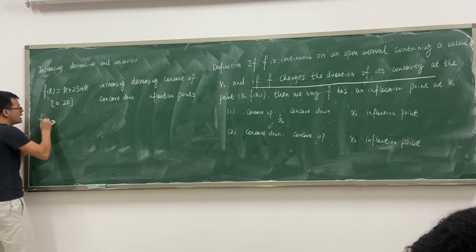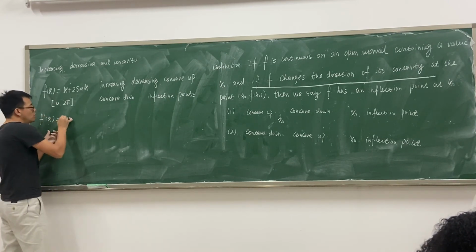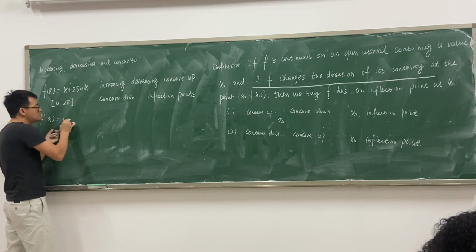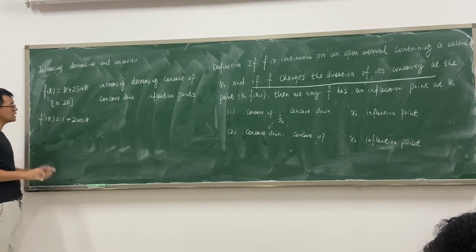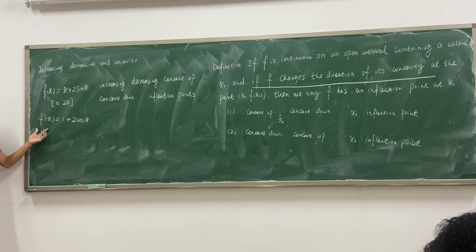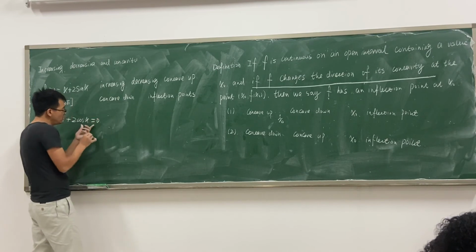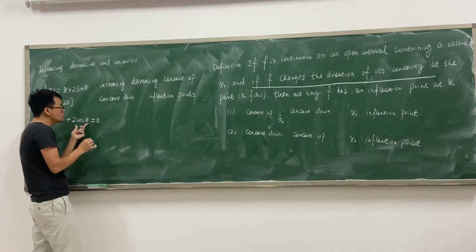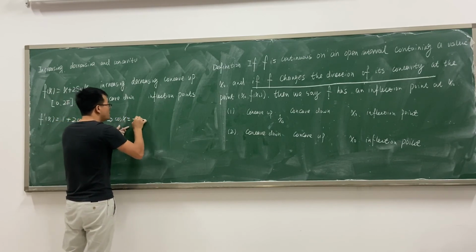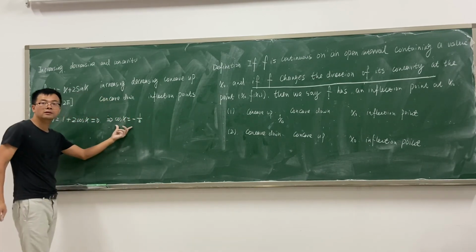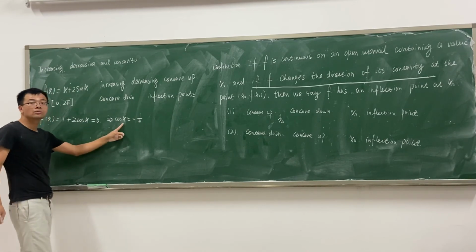So f prime equals what? f prime equals 1 plus 2 cosine x. First we let it equal to 0. So cosine x equals what? Cosine x equals minus 1/2. So x equals what?